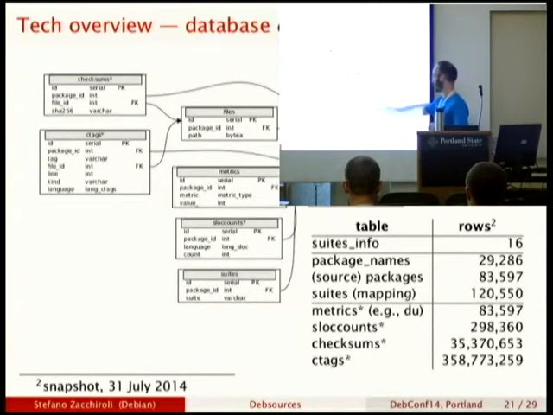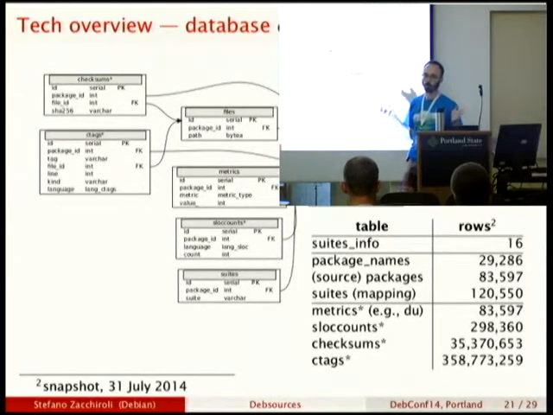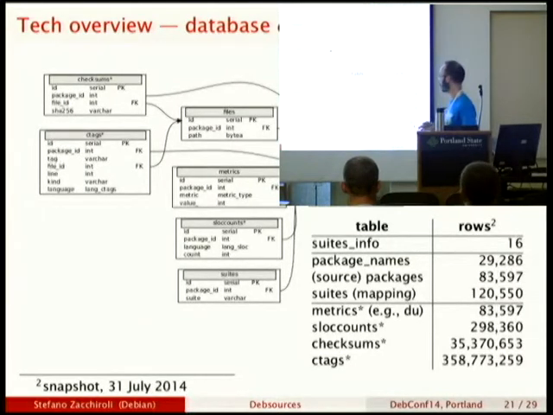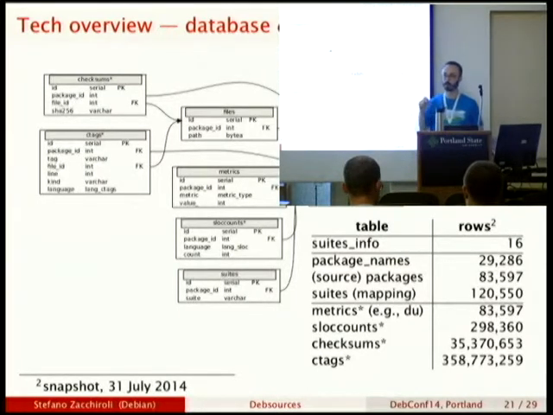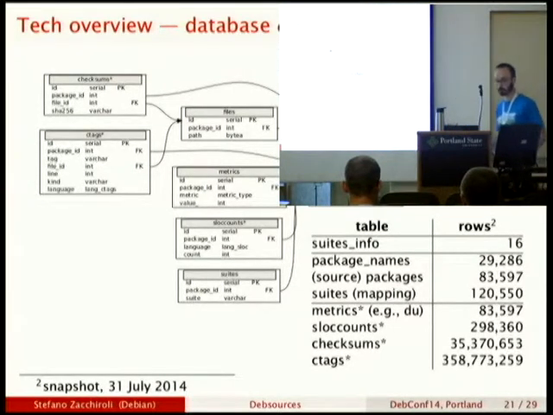And these are the plugins that we run. On every single package that is extracted, we run disk usage, which is essentially a hello world plugin to show how to create a plugin. We run sloccount, to count the amount of lines of code for every single language in the package. We run checksums. This is the plugin that checks the SHA-256 of every single source code file. And we run ctags. This is the number of rows we have. So the biggest table we have, the ctags one, with about 360 million rows.